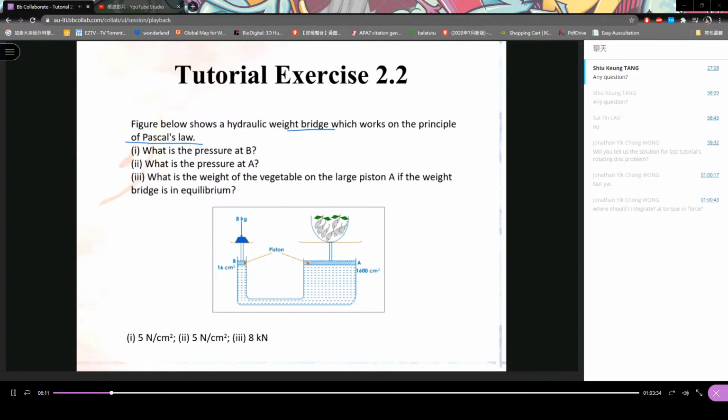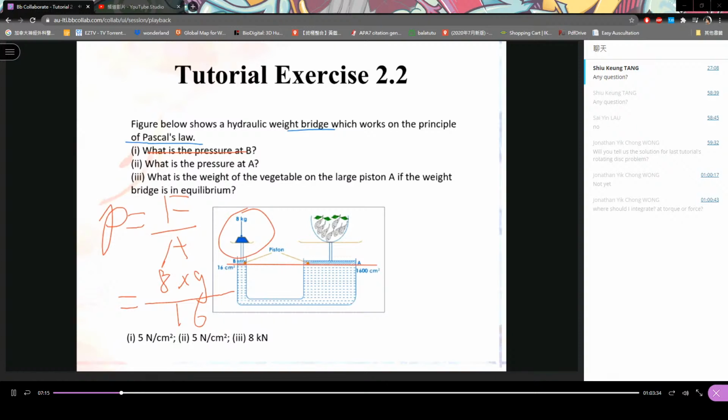Pascal's law says that the pressure of a liquid is the same at a fixed level. Since they are in equilibrium, the pressure at A equals the pressure at B. First, calculate the pressure at B. The pressure equals force divided by area. The force is 8 kilograms times g, which is the weight of this mass, divided by 16 square centimeters.